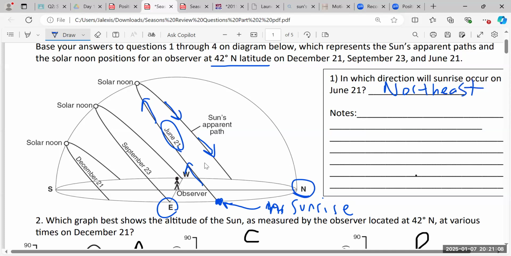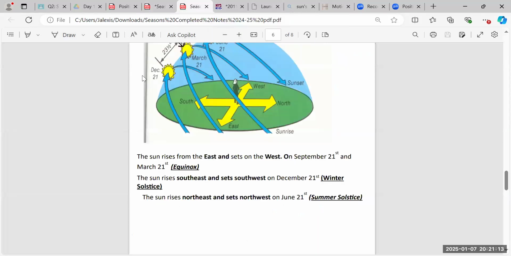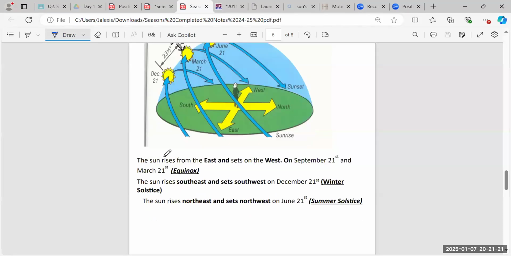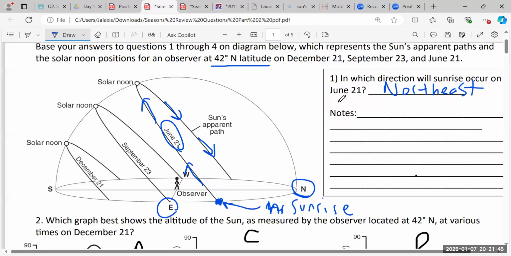One thing to keep in mind, and this is on page 6 of the review sheet, you do want to memorize, depending on the dates that are given, from which direction the sun rises. If it's the equinox date, it rises in the east and sets in the west. If it's the winter solstice date, the sun rises southeast and sets southwest. If it's the summer solstice date, the sun rises northeast and sets northwest. So that's something you have to keep in mind.